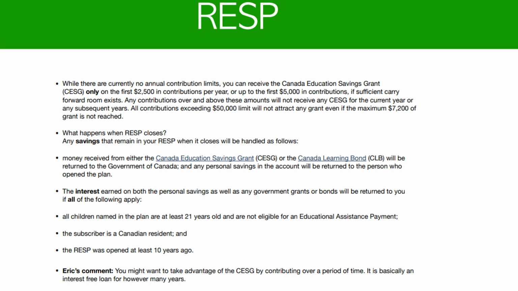So one interesting thing about the RESP is that there's no annual contribution limit, but you can receive something called the Canada Education Savings Grant, CESG, only for the first $2,500 in contributions per year, up to the first $5,000 in contributions, if sufficient carry-forward room exists. Any contributions over these amounts will not receive any CESG for the current year or any subsequent year. So all contributions exceeding the $50,000 limit will not attract any grants, even if the maximum $7,200 of the grant is not reached.